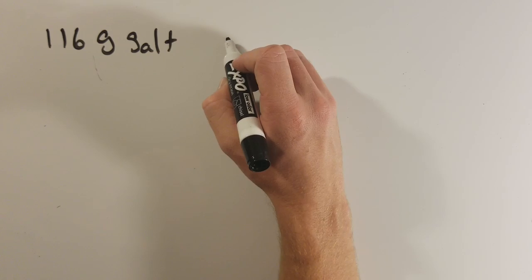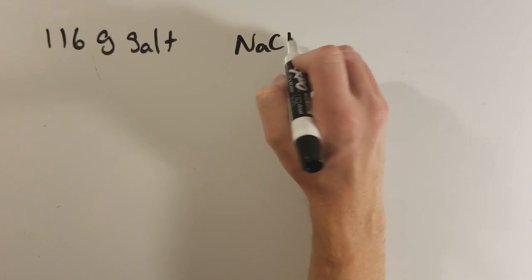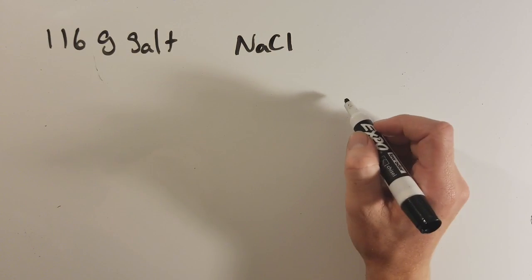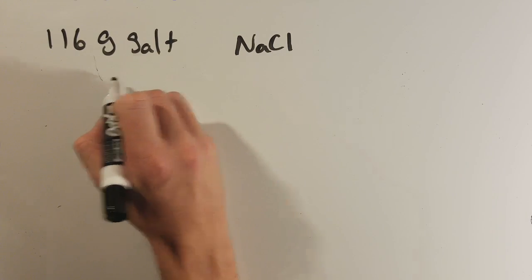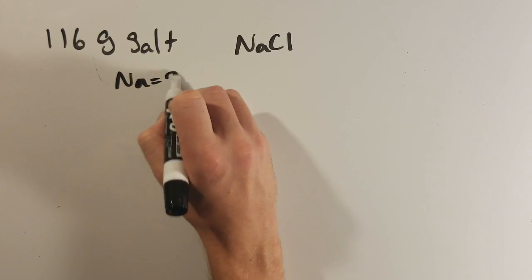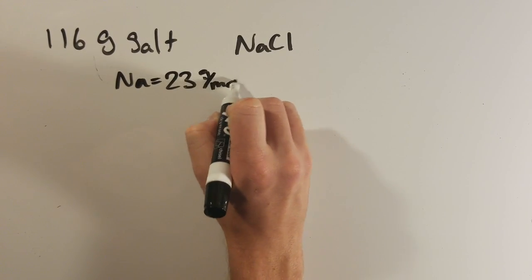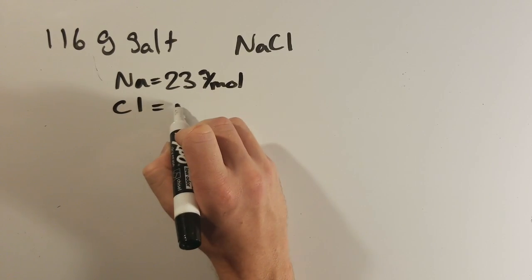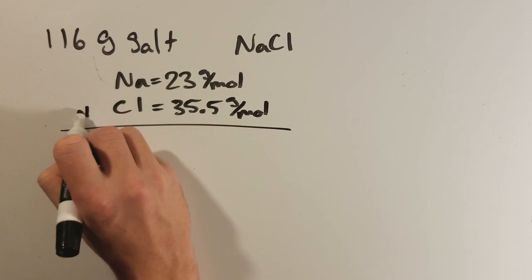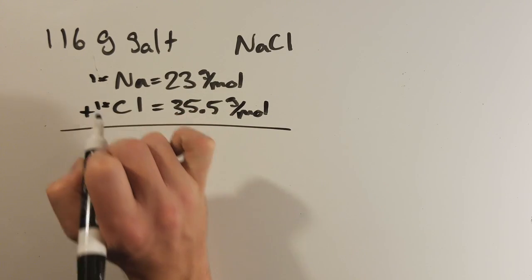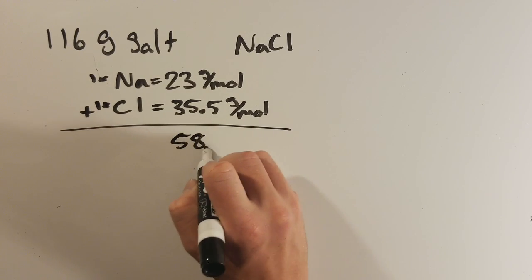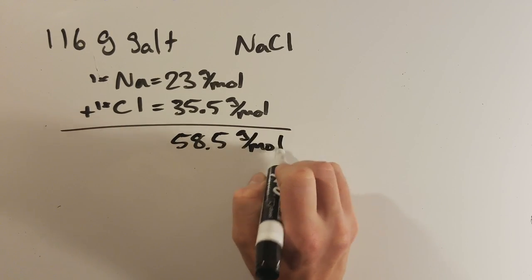The chemical formula for salt is NaCl, at least table salt. It's an ionic bond, so I'm not going to draw it out. And there's only one element of each. So the molar mass of sodium is 23 grams per mole. The molar mass of chlorine is 35.5 grams per mole. Let's just add them up. Again, these are multiplied by 1 because there's only one element in the chemical formula. And it's going to add up to be 58.5 grams per mole as the total molar mass of the molecule.